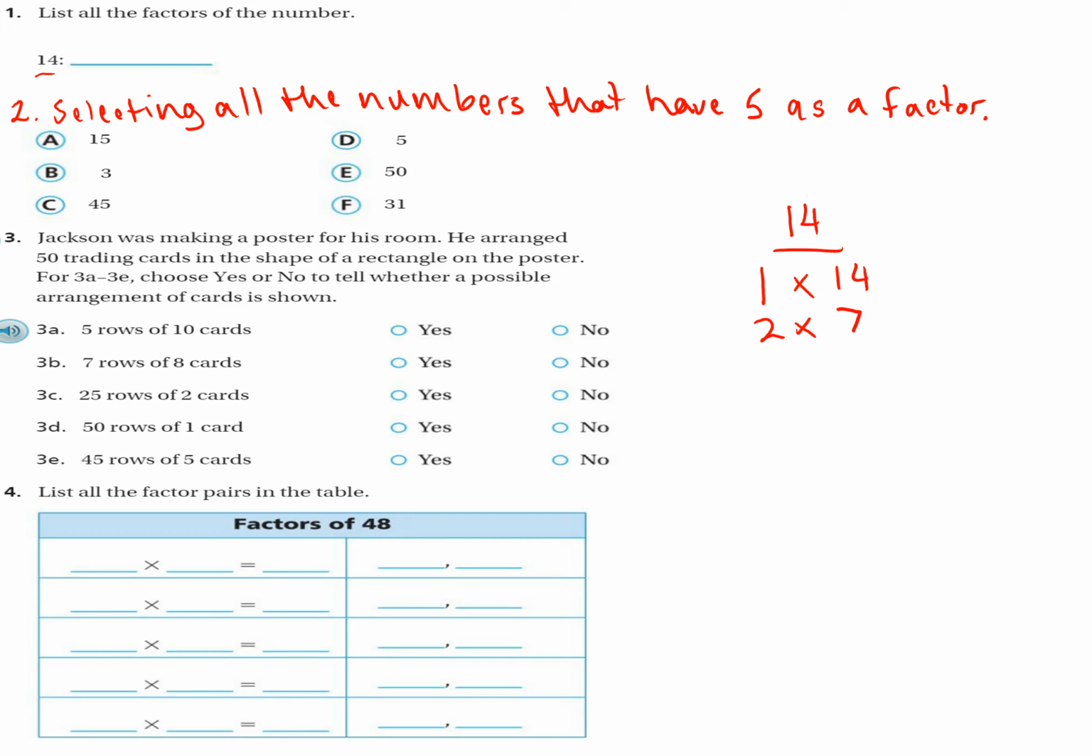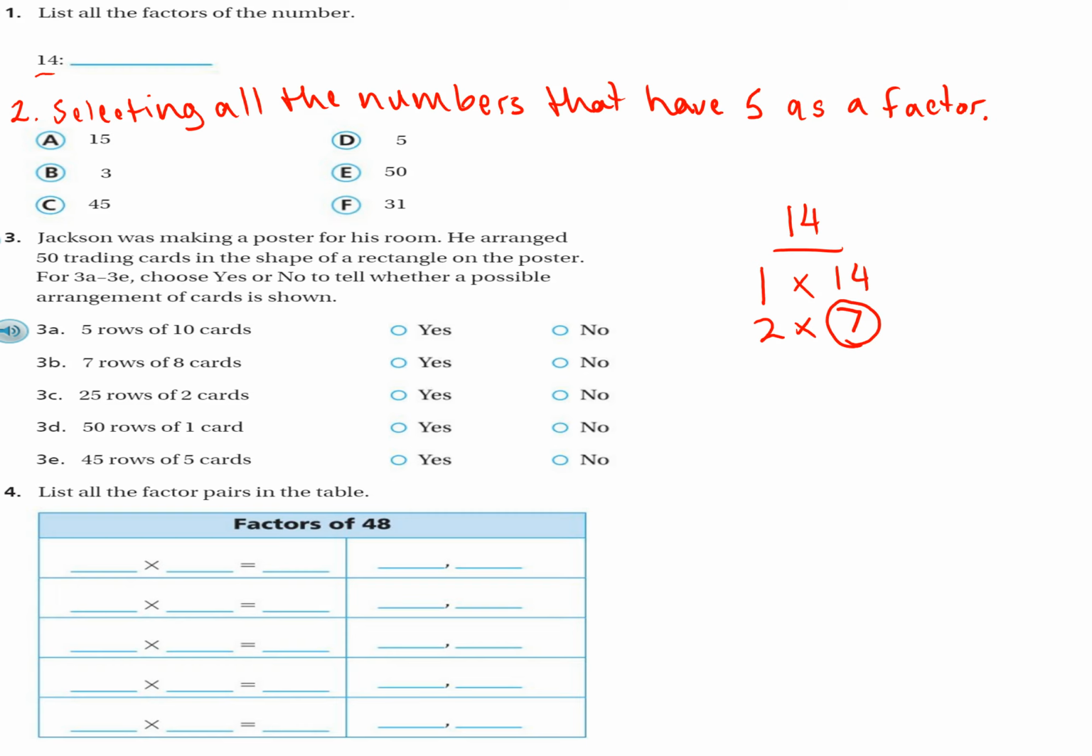Okay, what about 4? Count by 4s: 4, 8, 12, 16. Nope. What about 5? 5, 10, 15. Nope. What about 6? 6, 12, 18. No. What about 7? Yes, 7 will work, and I've already used it. Now remember, once we start getting back to numbers we've already used, that's when you know you're done.